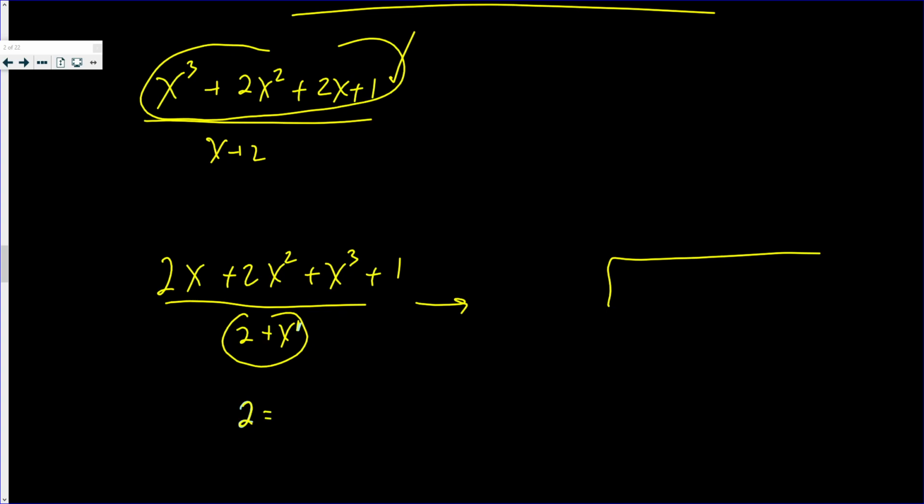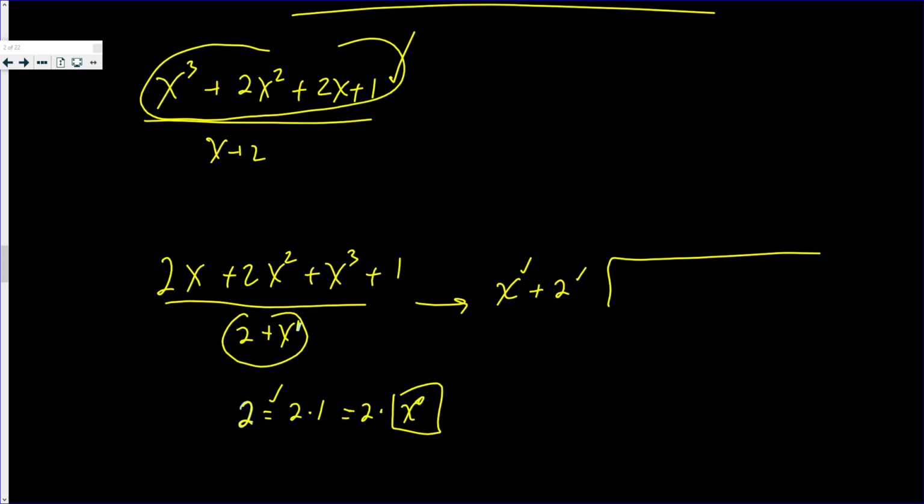So I want to change the way 2 looks. I want it to have x's. Is there a way to write 1? Nobody's going to argue that 2 is equal to 2 times 1. Well, x to the 0 is 1. So I write the x to the first, and the 2x to the 0 second. It's in descending order. 1 and 0.